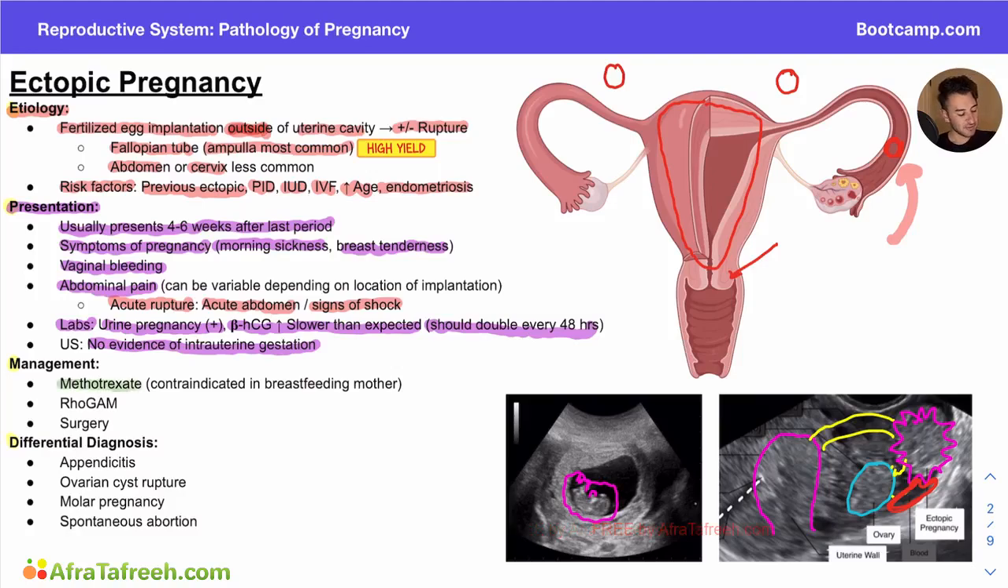I want you to know that methotrexate is an option for ectopic pregnancies that are early and small. Essentially, methotrexate is a folate antagonist, and we know that developing pregnancies are really dependent on folate, so if we give them methotrexate, it essentially starves them of the folate they need, and these are going to die and regress. And so we can use those in early ectopic pregnancies, but this is going to be contraindicated if we have a breastfeeding mother.